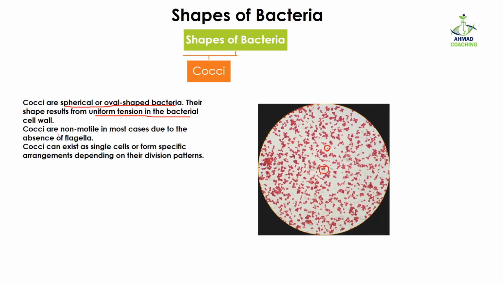The cocci are non-motile. Non-motile means that they cannot move because they do not have flagella. And we know that flagella is a structure present in bacteria responsible for the movement of bacterial cells from one place to another. So in case of cocci, they do not have any flagella. That's why they are non-motile, or they cannot move. The cocci exist as single cells or they form specific arrangements depending on their division pattern.